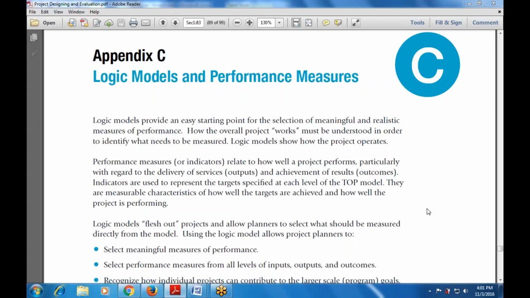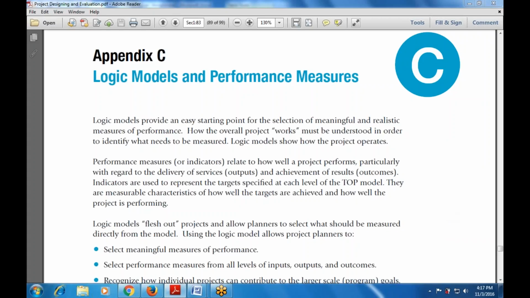How the overall project works must be understood in order to identify what needs to be assessed. The logic model also shows how the project operates, how we are going to operate and build a project. This is the overall projection of the project. It can be used as a project operation guide to identify what needs to be measured, and what scenario emerges from the analysis of the data.